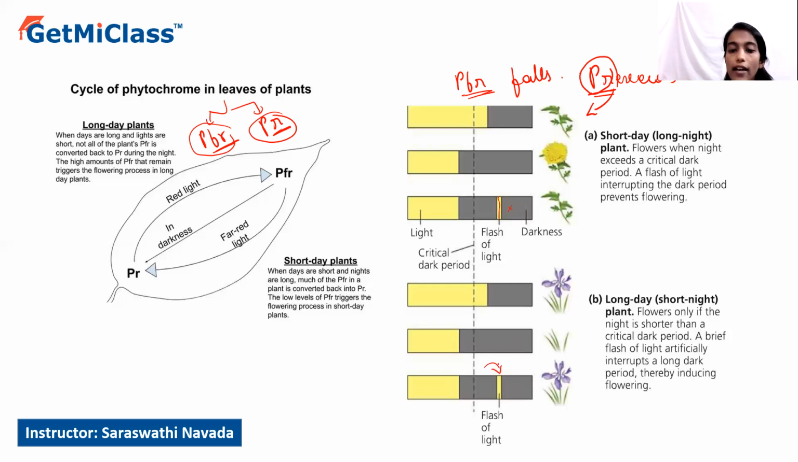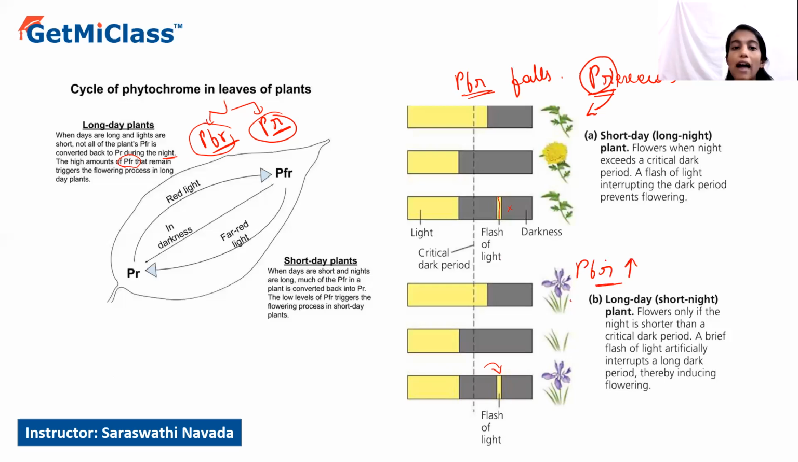That is because in long day plants, the PFR will be converted back to PR during the night time, but as the night duration is shorter, the PFR concentration will be more in the plant. So an increase in the PFR form in long day plants will induce flowering.